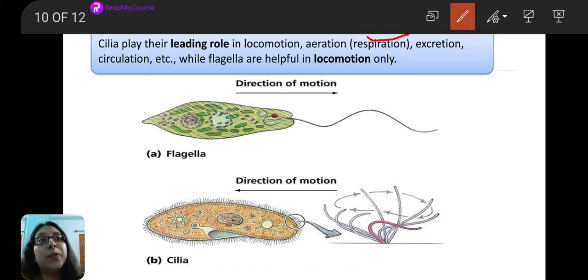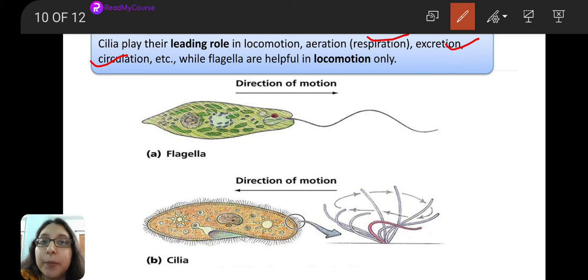For example, respiration. I have said how they help to purify or filter the impurities from the air when we inhale, right? They have an important function in excretion. For example, they transduce signals in the case of urine flow. I have already said that. They also help in circulation. But unlike cilia, flagella perform only one function, that is movement.